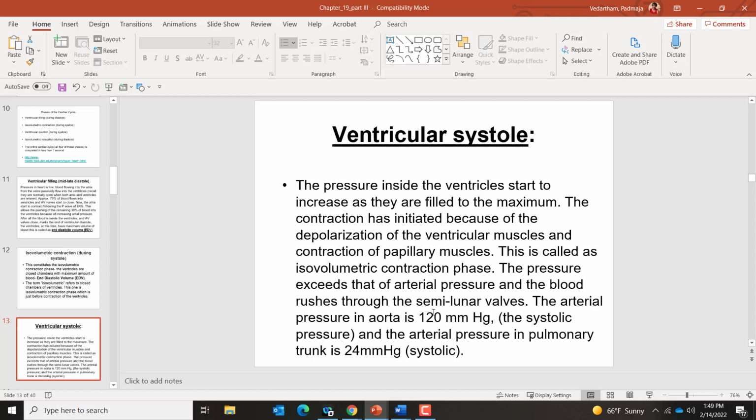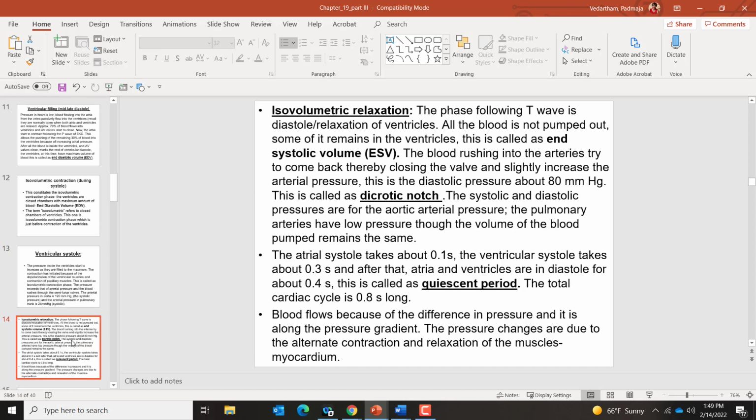So as long as it is rising and it is equal to the systolic pressure, the blood will flow into the respective trunks, right, into the respective arteries from the left and the right side. And by this time, the ventricles have repolarized. So the T wave is completed. And following that, now the ventricles start to relax.